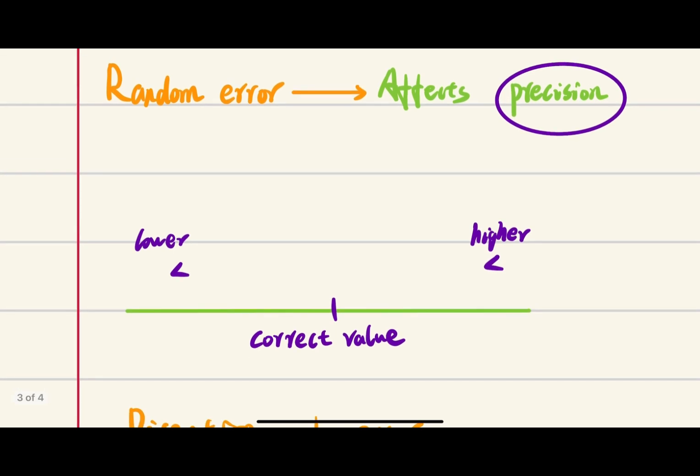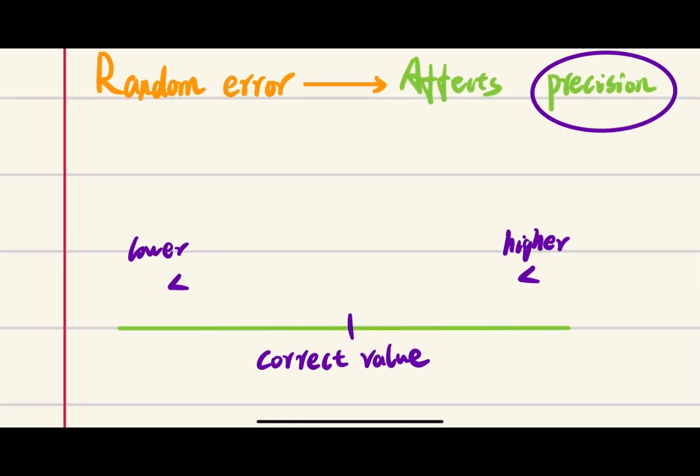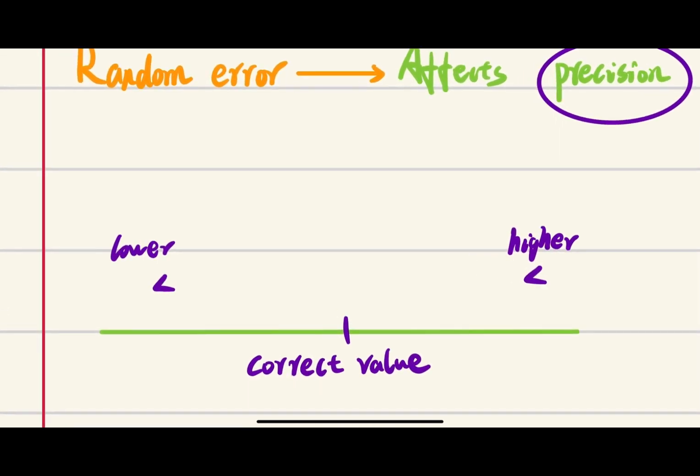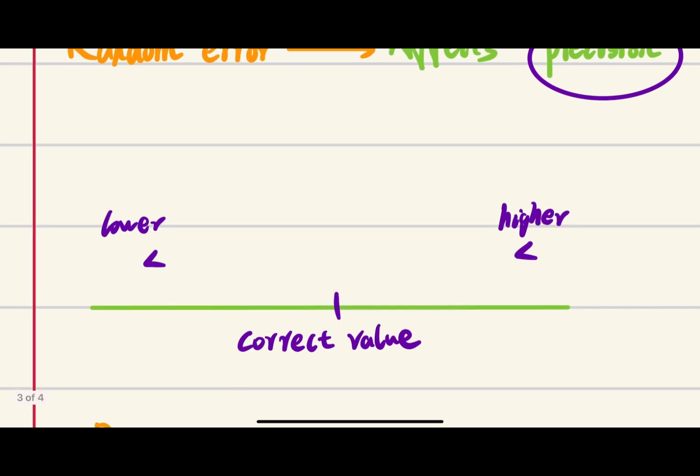So in our diagram, we're going to record our values like this. In our first trial, it might be here. Second trial here, third trial here, fourth trial here, fifth, sixth, and so on.